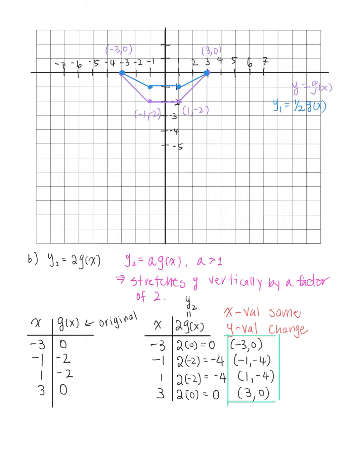All right, let's graph this out. The first point is negative 3 comma 0. So again, we're going to start at the same place. And then we got negative 1 comma negative 4, and then 1 comma negative 4, and then 3 comma 0. So do you see that we vertically stretched our purple graph? But anyways, let me just connect those dots. And this is the graph of y sub 2, which is 2 times g of x.